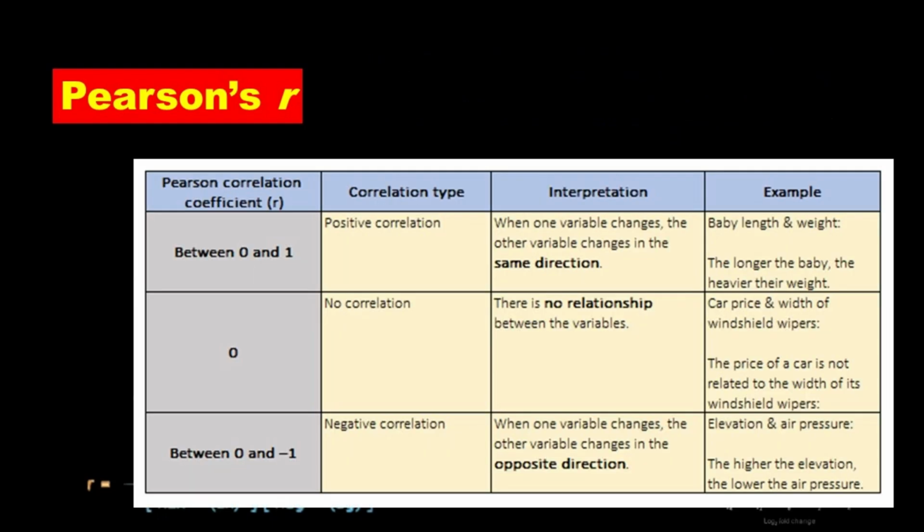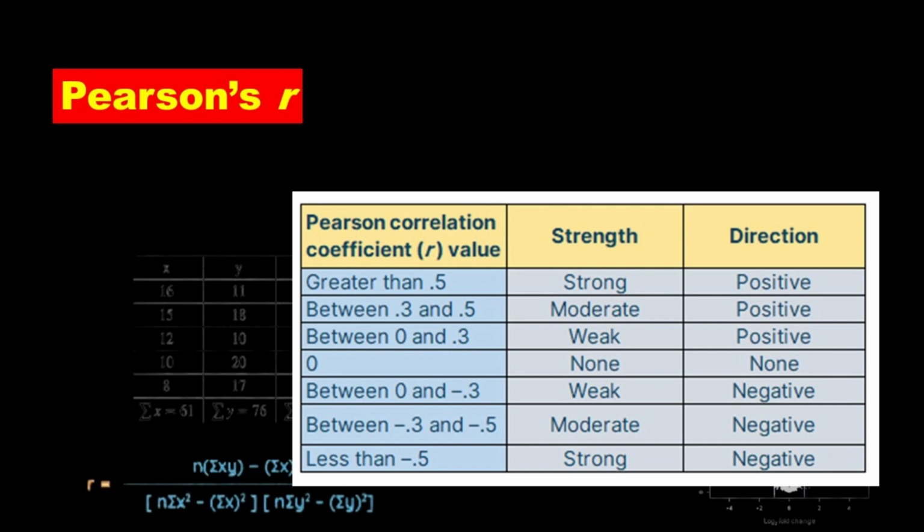If Pearson correlation coefficient, R, is between 0 and 1, the correlation type is positive. The variables are in the same direction. If Pearson correlation coefficient, R, is 0, there is no correlation, and there is no relationship between the variables. If Pearson correlation coefficient, R, is between 0 and -1, the variables are in the opposite direction. Here are the interpretations for the different values of Pearson correlation coefficient, R.